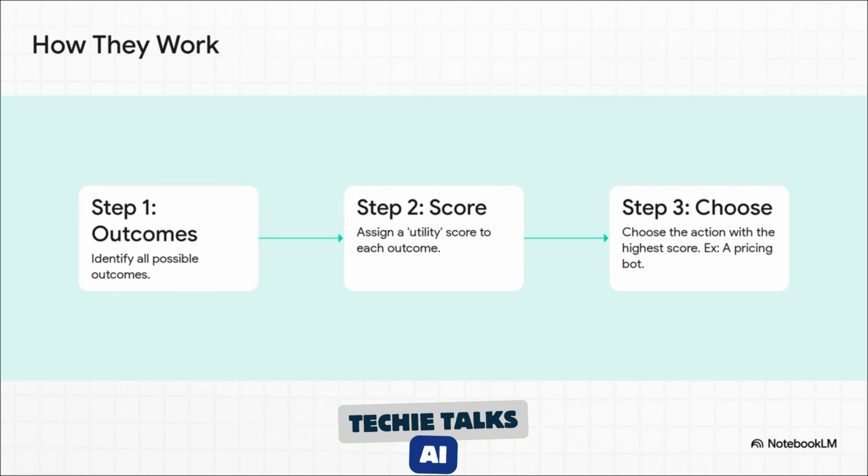And here's how they do it. First, they look at all the possible outcomes. Second, they give each of those outcomes a utility score, like a happiness score. And third, they just pick the action that leads to the highest score. A pricing bot is a great example. It's not going to pick just any price. It's looking for that sweet spot that maximizes profit while still staying competitive. It's a real trade-off artist.